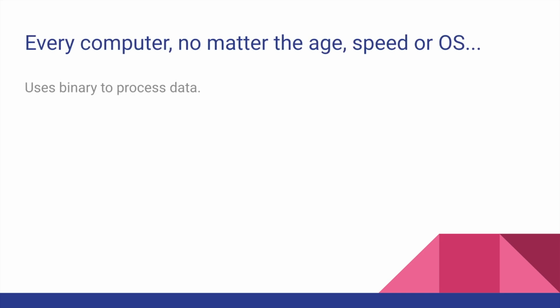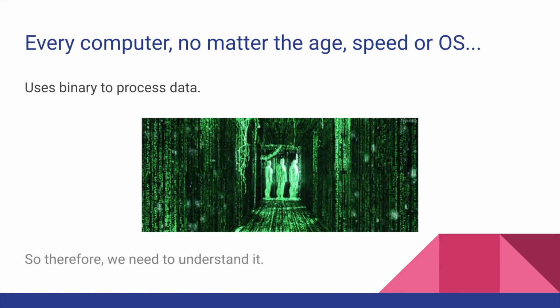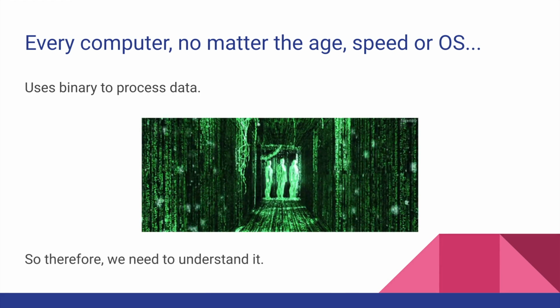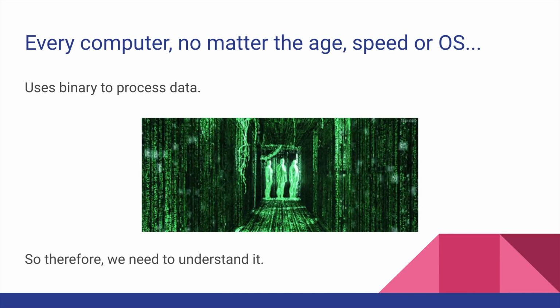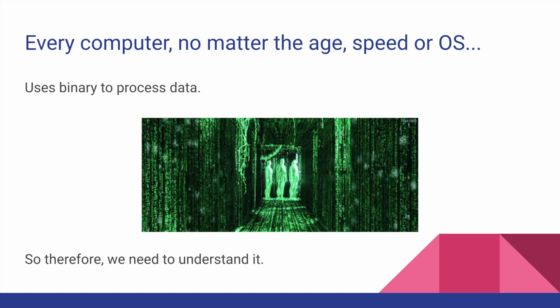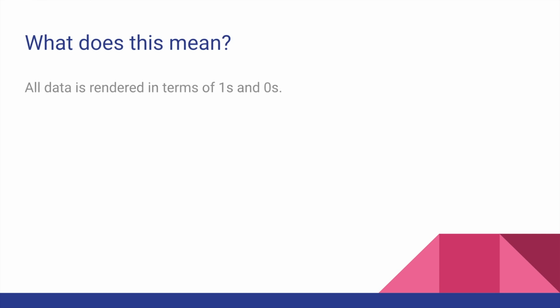So every computer, no matter the age, no matter the speed, no matter the operating system, no matter what, whether it be your phone, your watch, your computer, a Linux device, a MacBook, a PC, anything, they all use binary to process data. Therefore, we need to understand it. What does this mean for us?